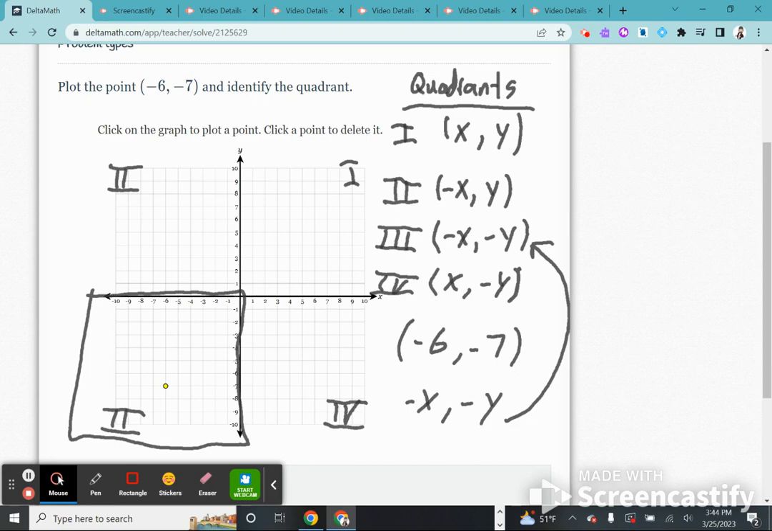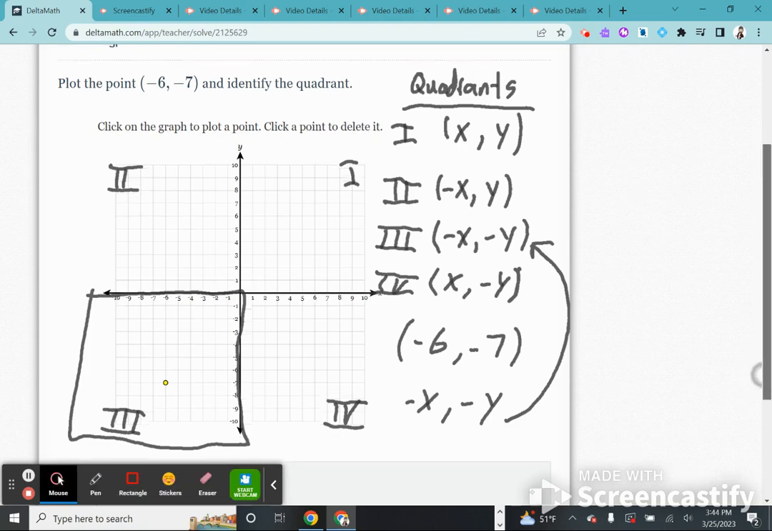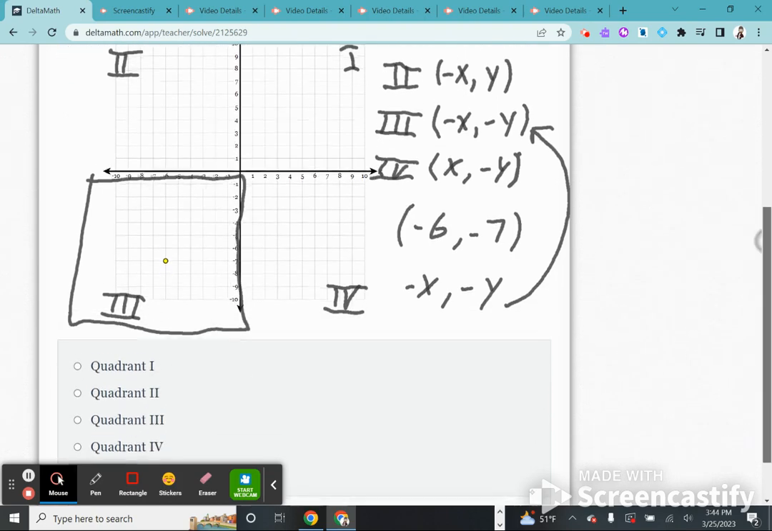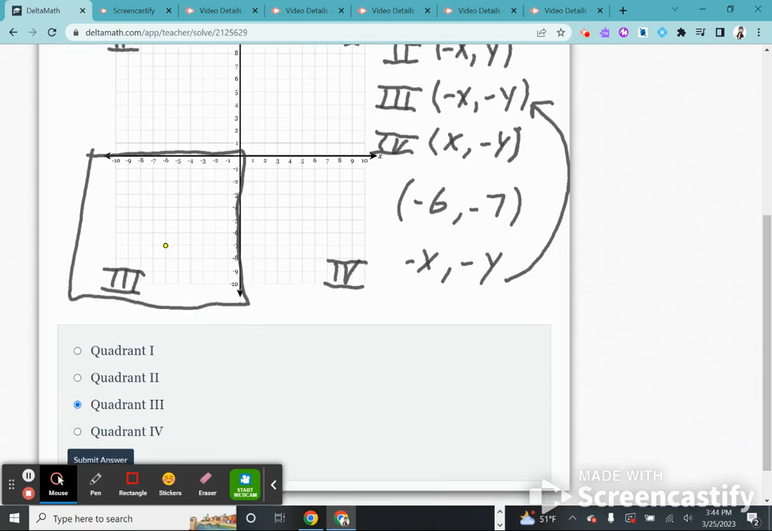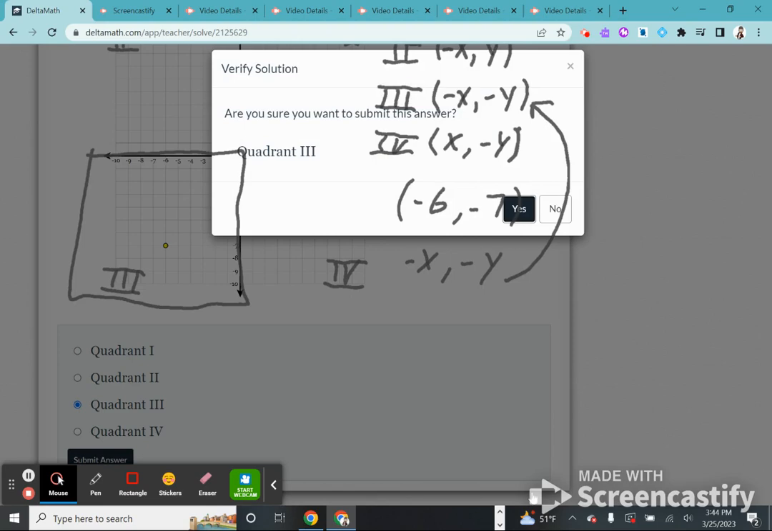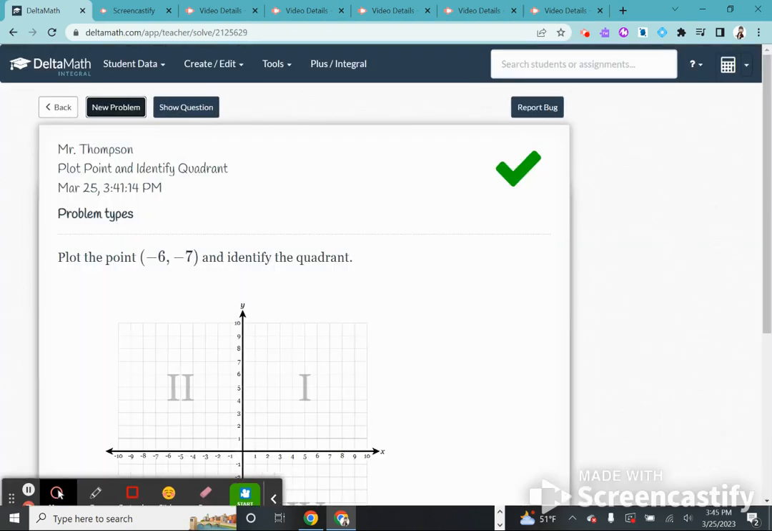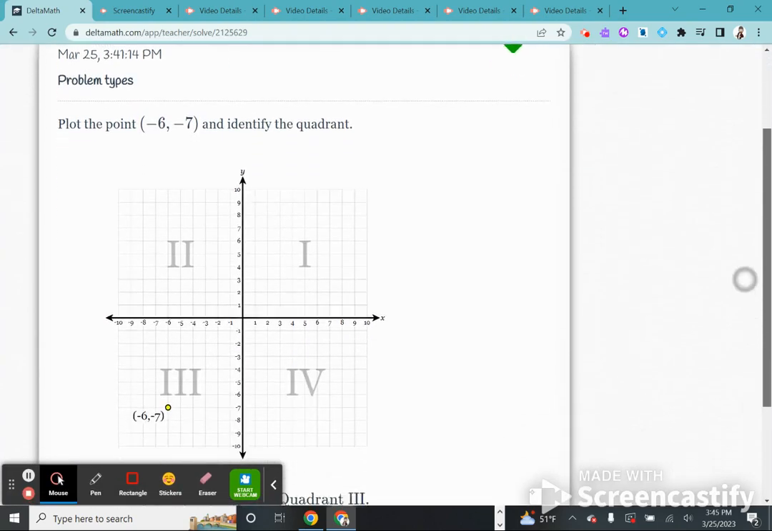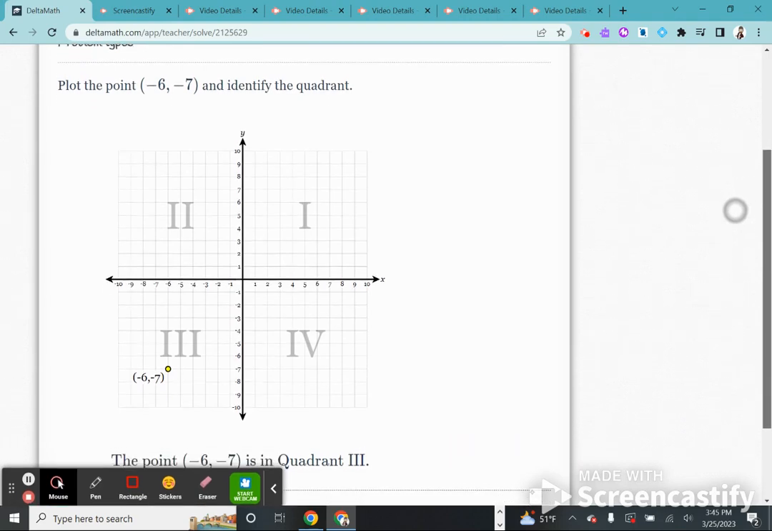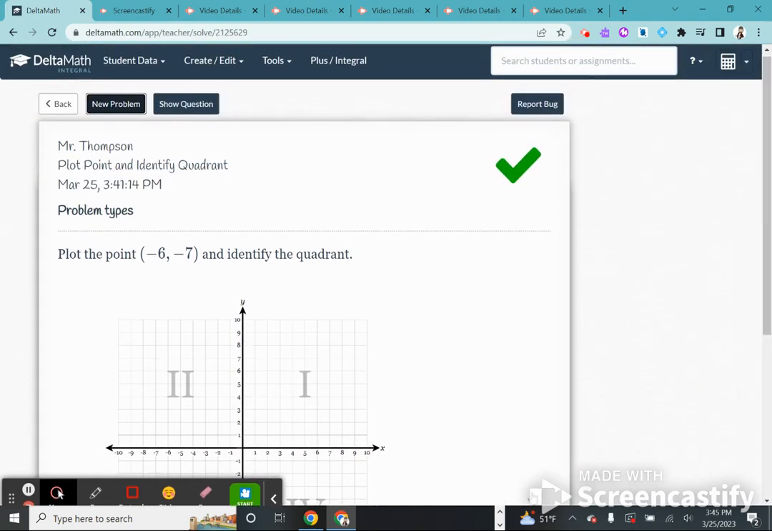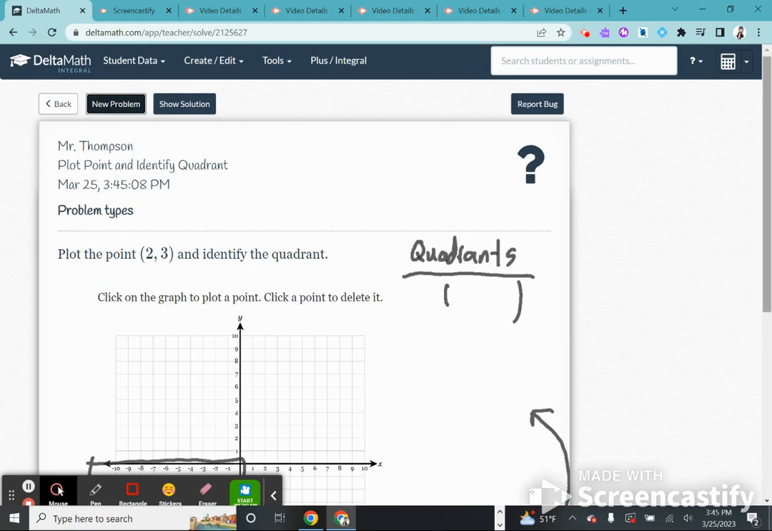Okay. At any rate, we've plotted our point on the graph. I'm choosing quadrant 3, and I'm submitting. And that's easy enough. It's really all it is. Nothing too crazy here.